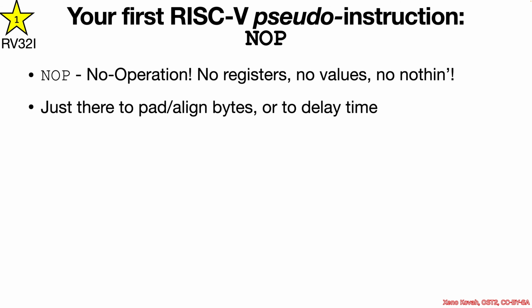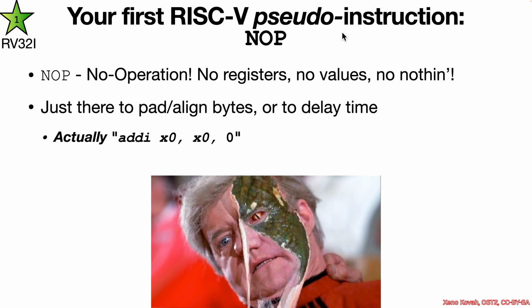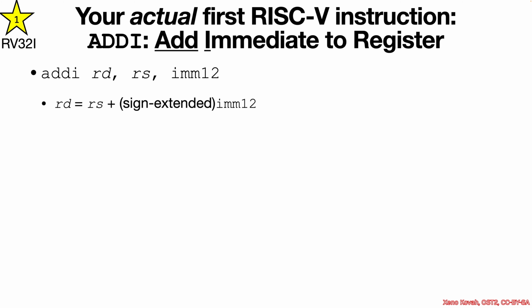So back to the lies I tell. Don't trust me. I said NOP was your first assembly instruction, but it's actually an insidious pseudo instruction. So what is the actual instruction that backs it? It is ADDI. This is the add immediate to register.